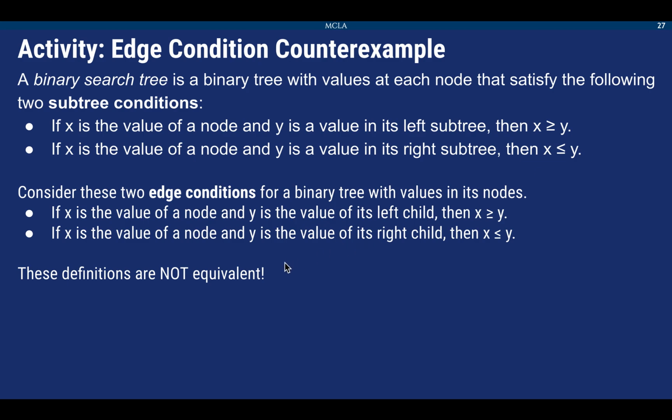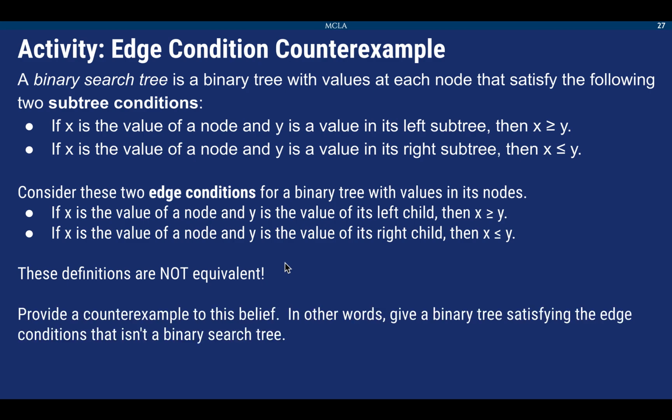Here's a spoiler: the definitions are not equivalent. So try to provide a counterexample. Try to give a binary tree, not a binary search tree, but just a binary tree, that satisfies the edge conditions but does not satisfy the subtree conditions, so it's not a proper binary search tree. So actually pause, take a moment and think about that. Try to make your counterexample as small as you can. So think about that.